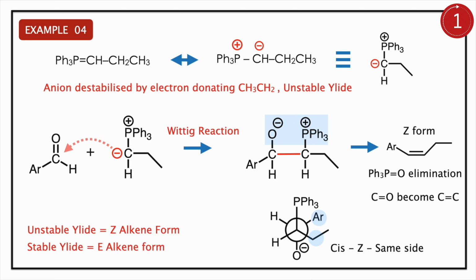Since the ylide is an unstable ylide, the expected product is the Z alkene. So the final product is the Z alkene with phosphine oxide elimination. The carbonyl becomes an alkene there. So the concept you have to learn here is: stable ylide forms E alkene, unstable ylide forms Z alkene.